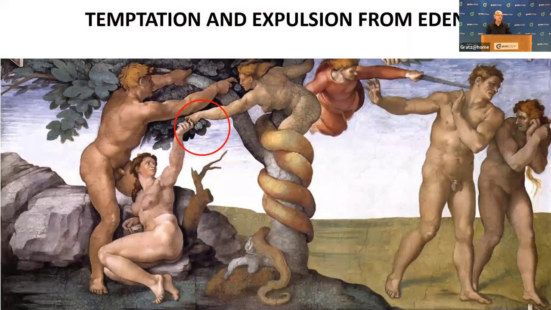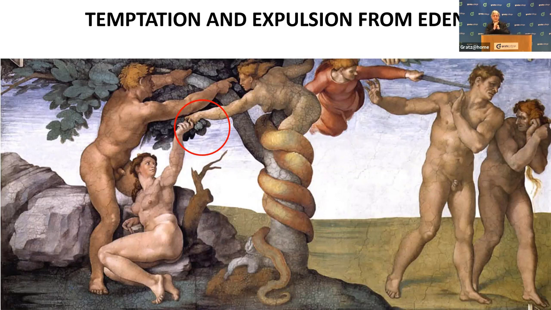There's some really interesting Jewish images in the temptation and expulsion from Eden as well. Michelangelo chose not to show the typical Eve as the temptress, but he shows both Adam and Eve sharing in the transgression together. Adam is just as actively involved in picking fruit from the tree as Eve is.